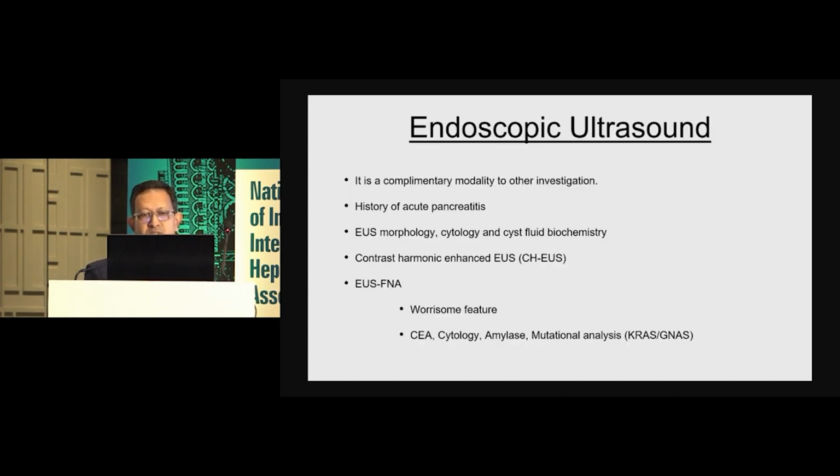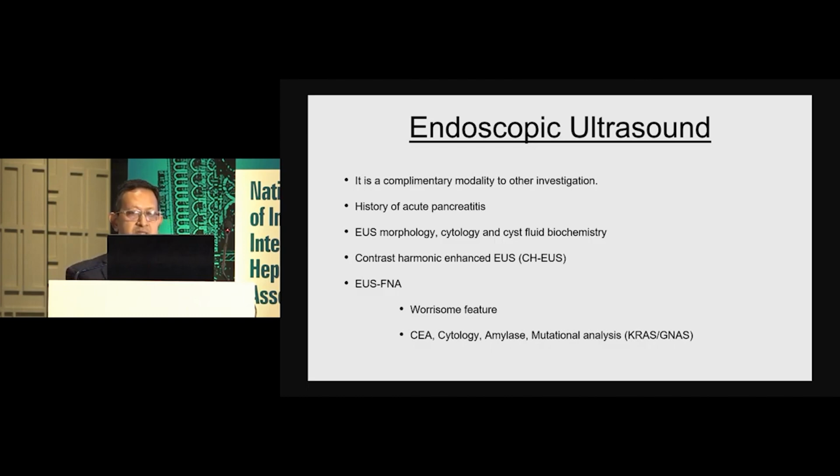Coming to the EUS, it is a complementary modality and not to be done at the early stage. If there are enough evidences that you can diagnose cystic neoplasm and the patient needs surgery, then this may not be added to your armamentarium and you can go straight away, unless the patient had a history of acute pancreatitis. It should define the morphology, and it can be used for the cytology and also for the biochemistry.